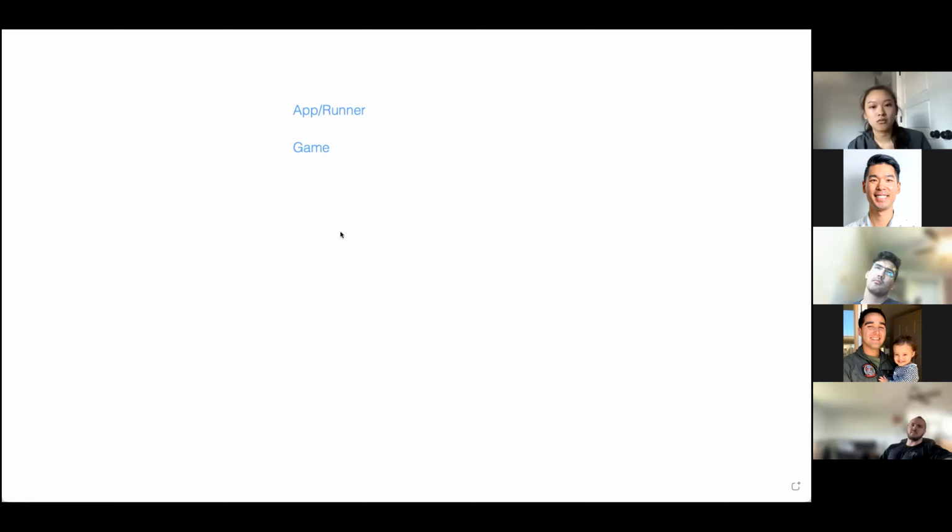Make a board class, or would that be under game? Board class sounds good to me. So these arrows just represent what class holds an instance of another class. In our app runner class, we'll create an instance of the game class. In the game class, we'll create an instance of the board class.